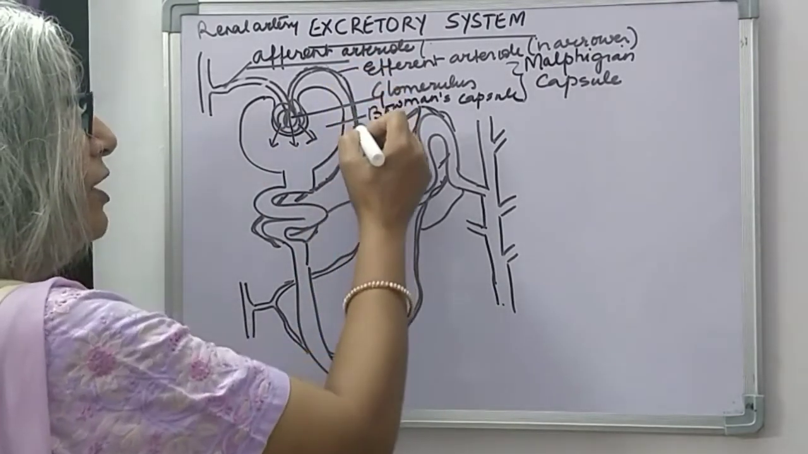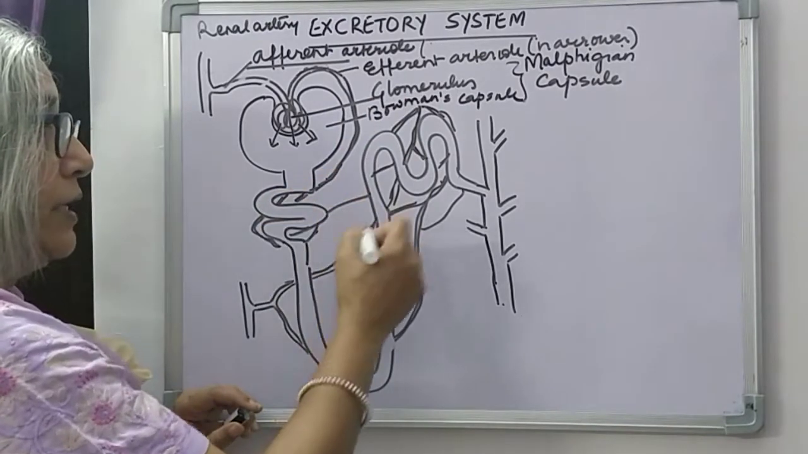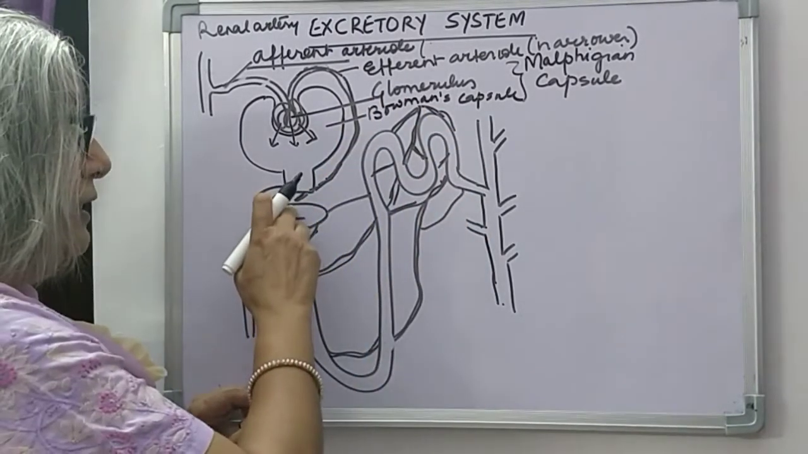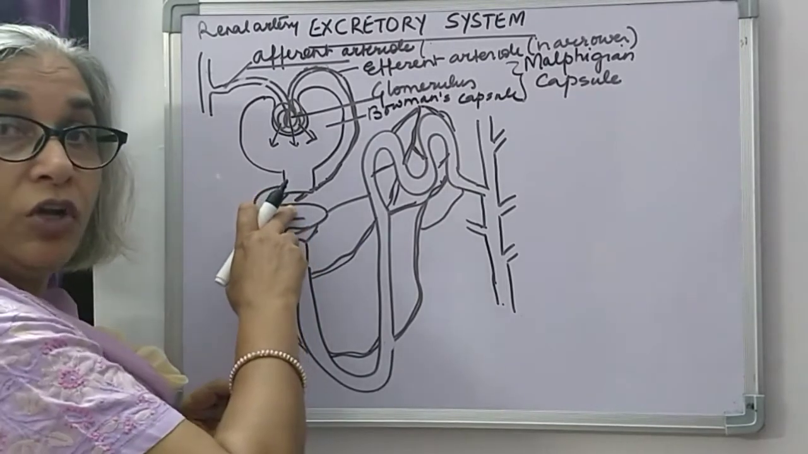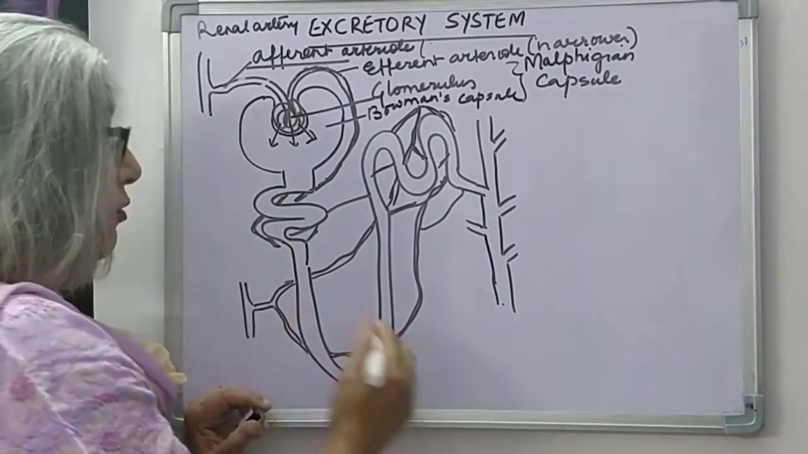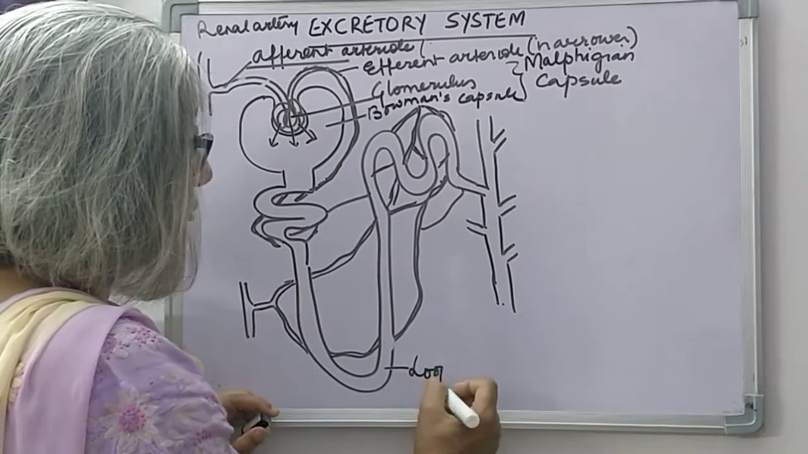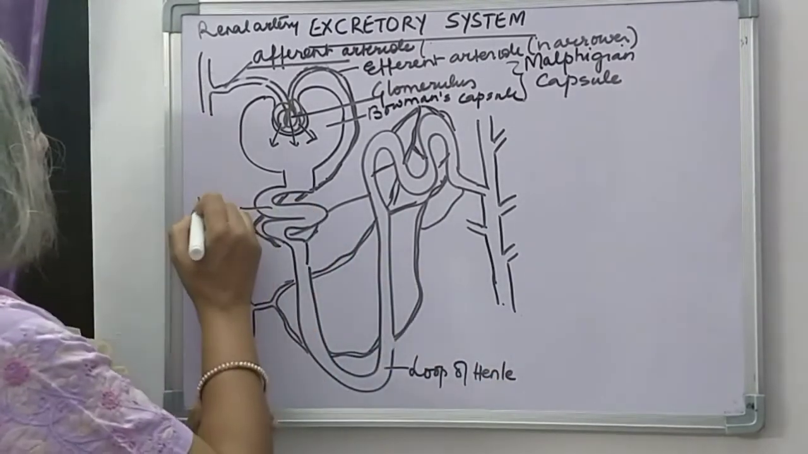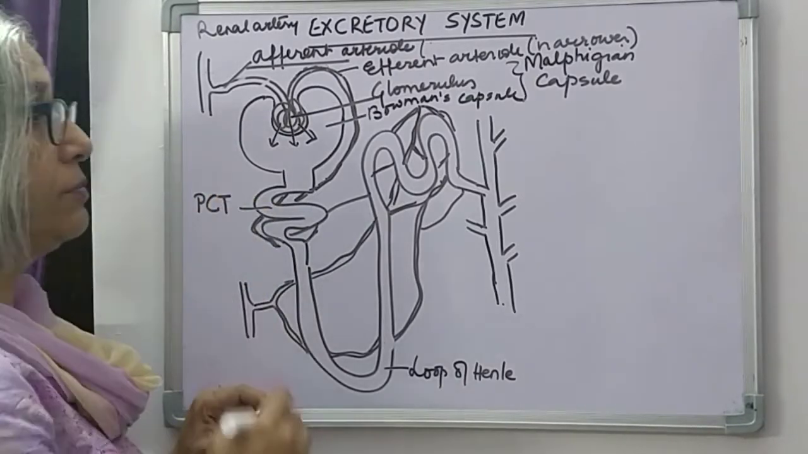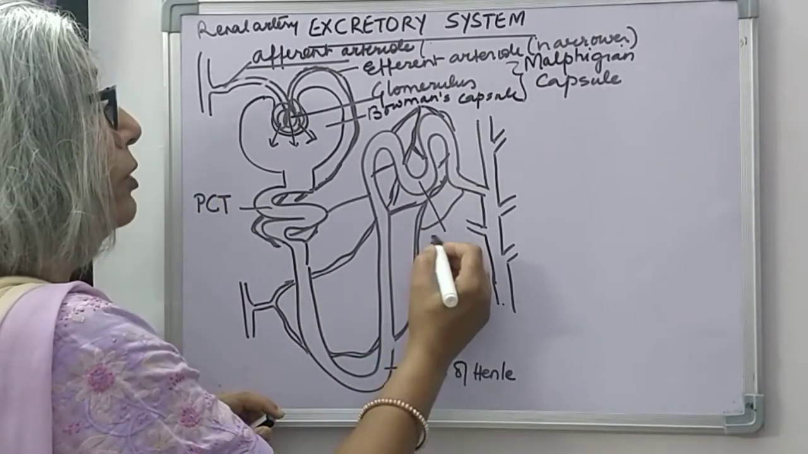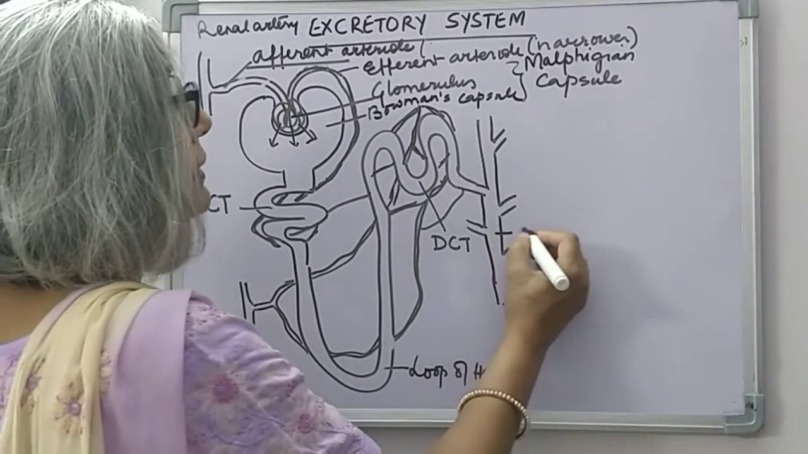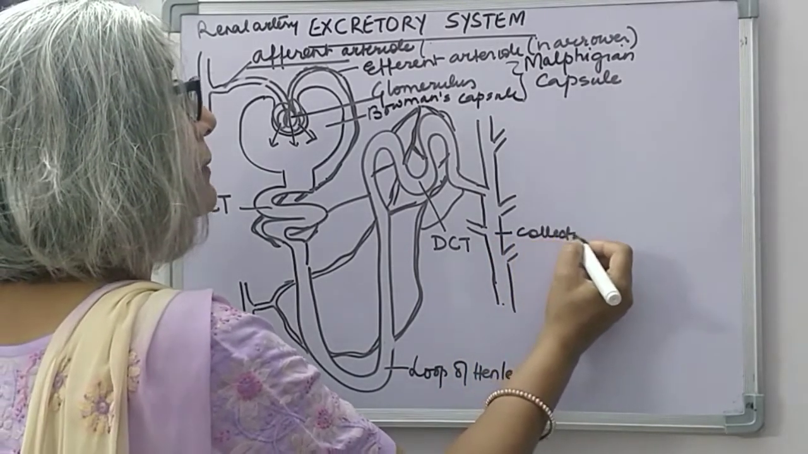Now, this efferent arteriole forms a network over the nephric tubule, that is the DCT region, the PCT region, proximal convoluted tubule, loop of Henle. This is the loop of Henle. This is the PCT region, proximal convoluted tubule. This is the DCT, distal convoluted tubule. This is the collecting duct.